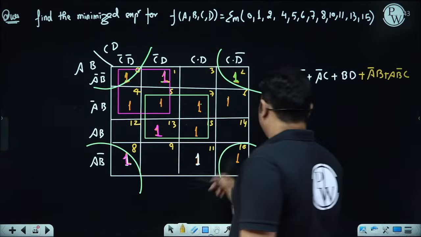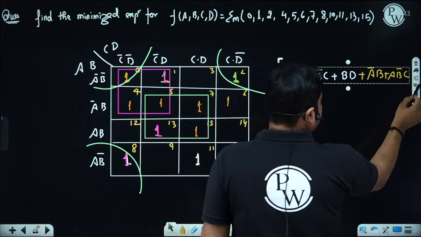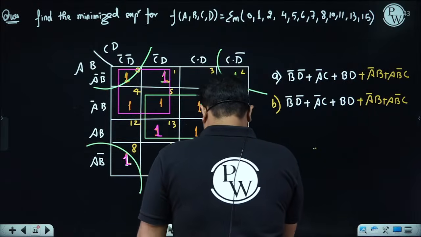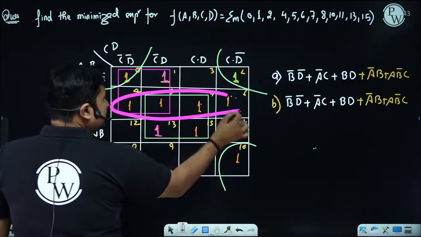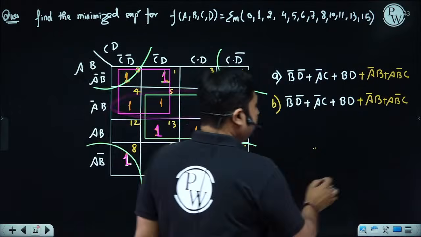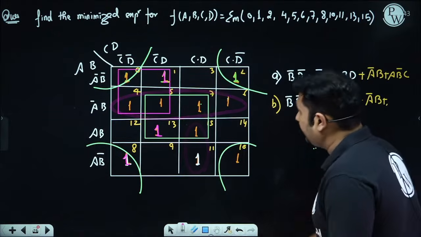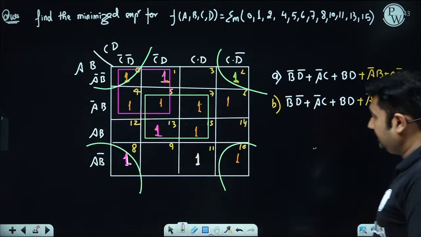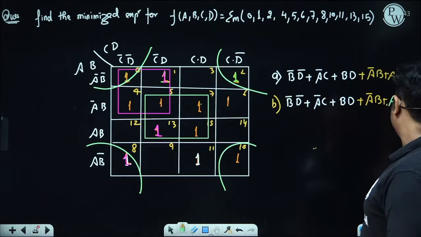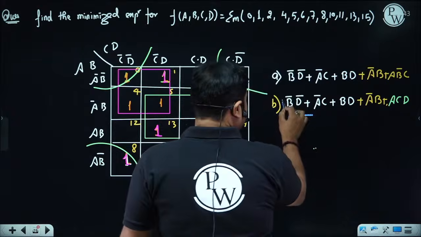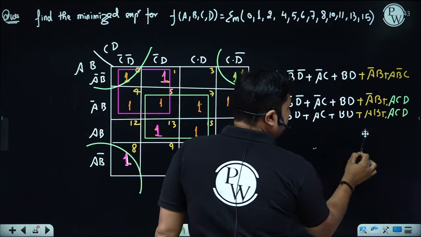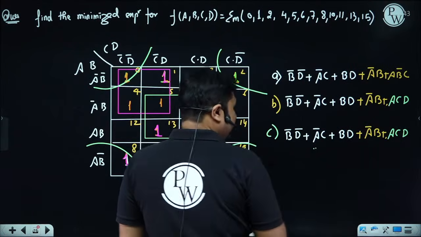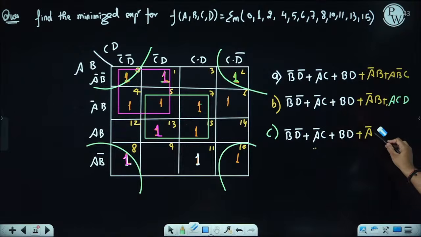Another possibility, sir, we can take this and this pair. So if we take this pair, then it will become ACD. One can say, sir, we have one more possibility. Please observe, beta ji. One can say, sir, we have one more possibility.